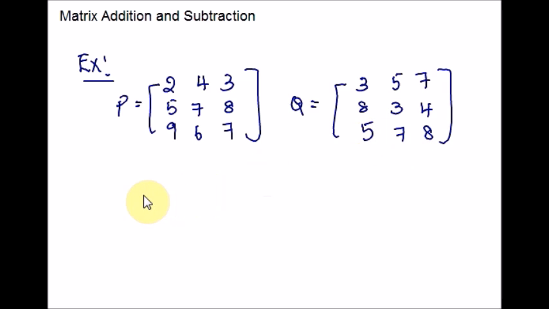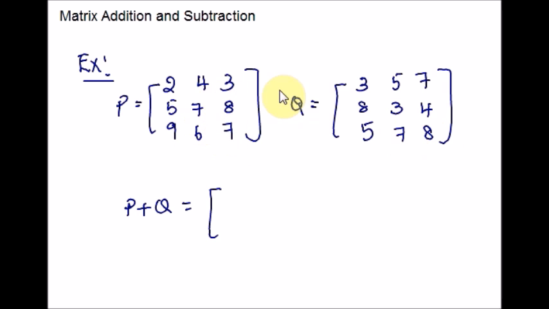So, let us find the P plus Q matrix. As I already said, it can be found by adding the elements of P to the corresponding elements of Q. In the place 1, 1, I mean the first place in the first row, it is 2 and here it is 3. So, 2 plus 3, 4 plus 5, 3 plus 7. It goes on like this. The same way for the second row, 5 plus 8, 7 plus 3, 8 plus 4. For the third row, 9 plus 5, 6 plus 7, 7 plus 8.